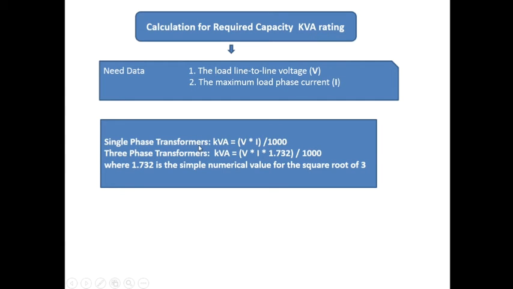For single phase transformer, kVA equal to V into I by 1000. This is for single phase transformer. For three phase transformer, kVA equal to V into I into 1.732 by 1000. What is 1.732? Now 1.732 is the simple numerical value for the square root of 3.